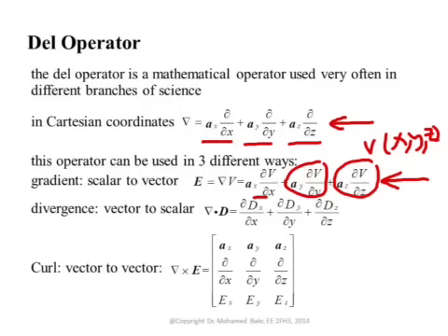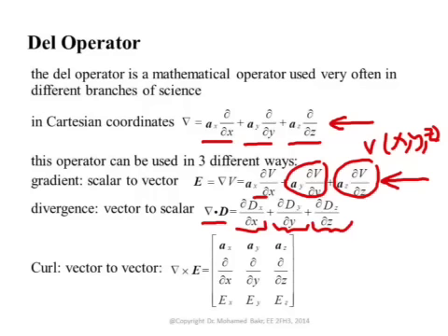The second use of the del operator that you will see very often is the divergence of a vector. And this divergence of a vector gives you a scalar, it gives you a number. So it takes a vector, and the result of this divergence operator is a scalar. So here you differentiate the x component relative to x, plus the y component of the vector relative to y, plus the z component of the vector relative to z. And we'll see very soon the meaning of this divergence operator. It has a very interesting meaning, and it's used in many applications in electromagnetics.